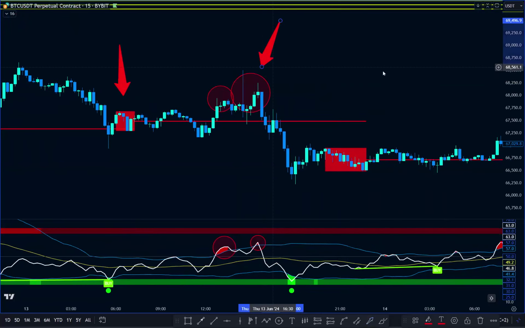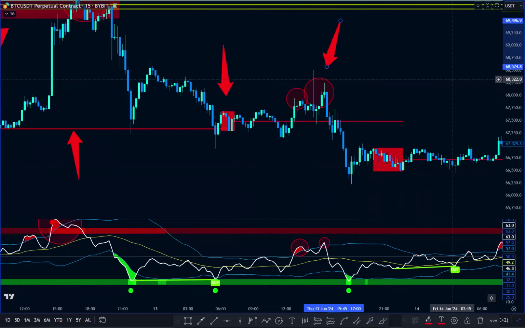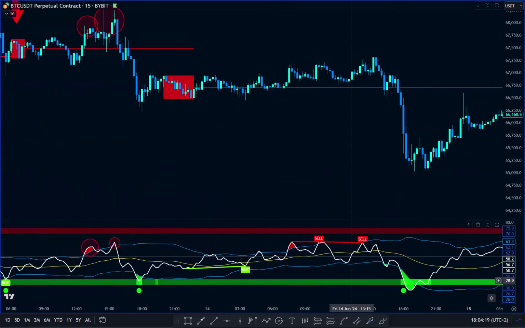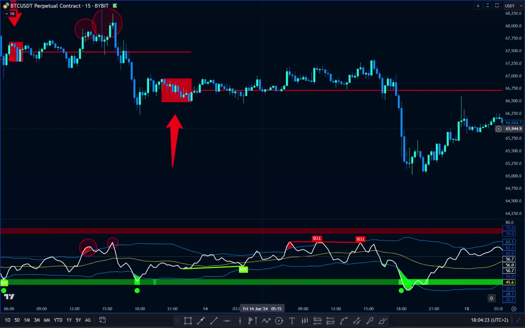But here you go. This would have been another great entry, looking for our short. Here we go, another one. So you can see if we miss that one, then we wait for another master pattern to form. Here you go. We got a contraction box forming.